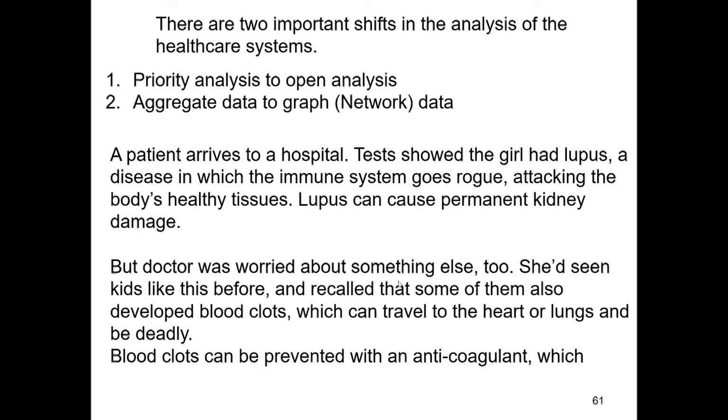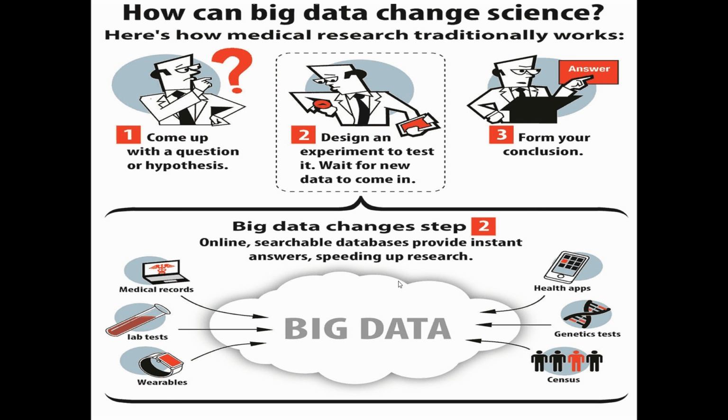But the doctor is worried about something else, so she would see the kid before and find out what are the clots which have happened. So all aspects of it are recorded in the software. So how can big data help in healthcare? You can see here, on one side you have records which are being maintained, lab tests, wearable devices. On the other side you have health apps, genetic tests, census data. These are all combinations of big data which we use. Come up with a question with a hypothesis, design an experiment to test it, form a conclusion out of it.